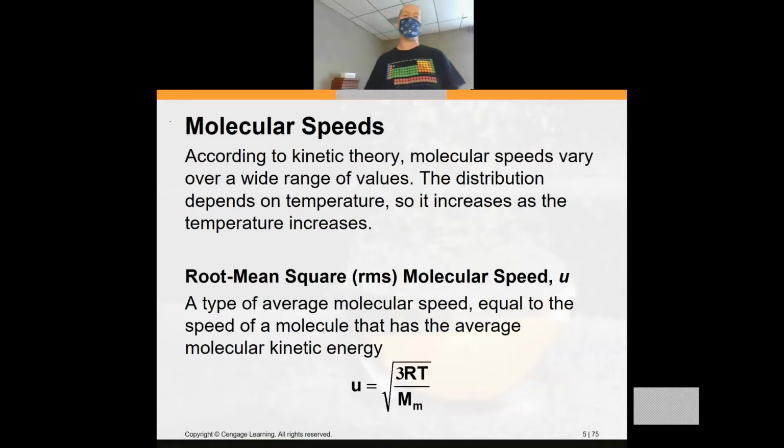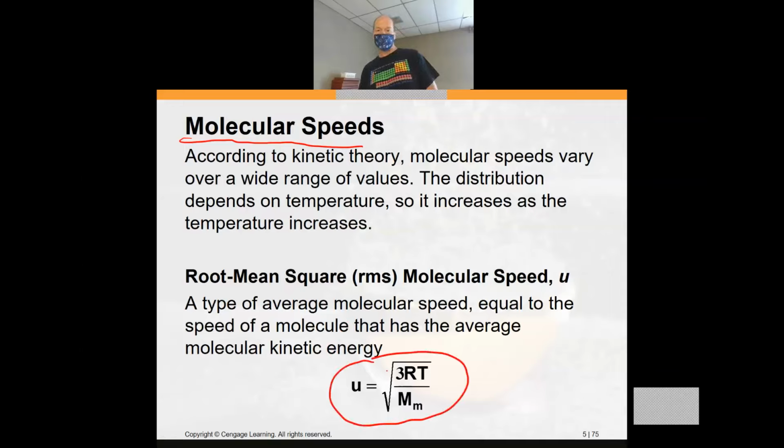So we want to calculate how fast the molecules are going. Again, the higher the temperature, the higher the speed. It is a direct proportionality. You make the temperature higher, you get the molecules to move faster. We can actually calculate the speed on average of a molecule by this equation right here.